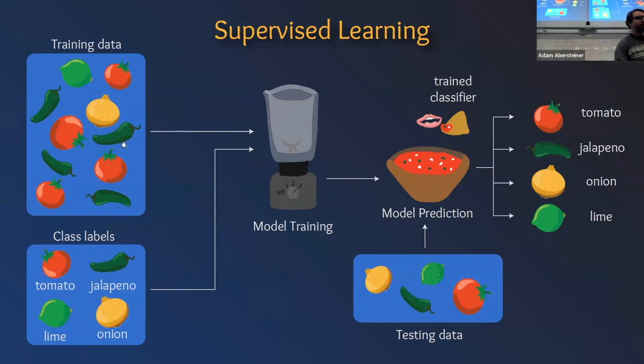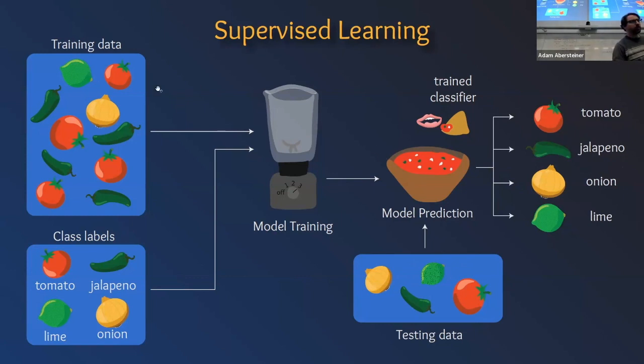I've got this training data set here. I'm going to stick it into a blender, turn it into a bit of a mush. It comes out here. I can then take my trained classifier and try to say, what is in this? Can I tell what's in this? Based on a training data set that's been through the same process, I can taste that and say, okay, I have tomatoes, jalapenos, onions, and limes. So that's the way supervised learning basically works.